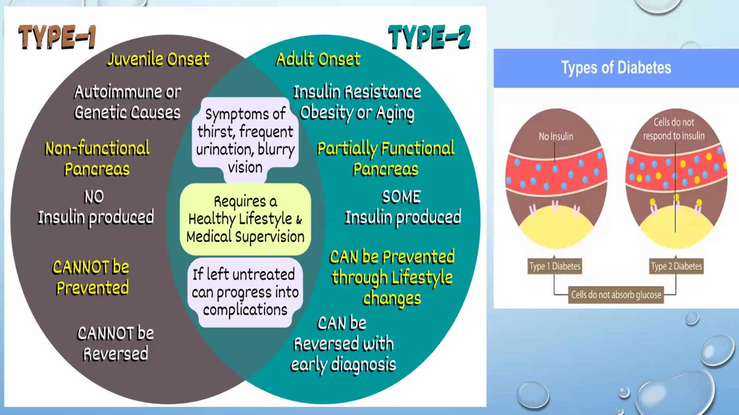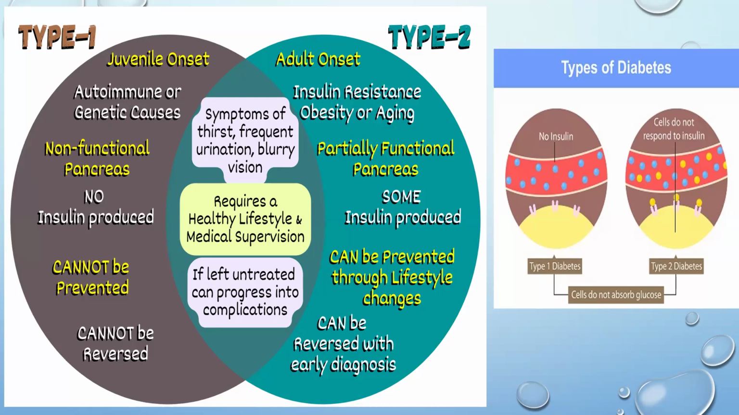So the major differences between type 1 and type 2 diabetes mellitus: type 1 is juvenile onset. It has autoimmune or genetic causes. In type 1 diabetes mellitus, there is no functional pancreas or no insulin production. It cannot be prevented and it cannot be reversed.